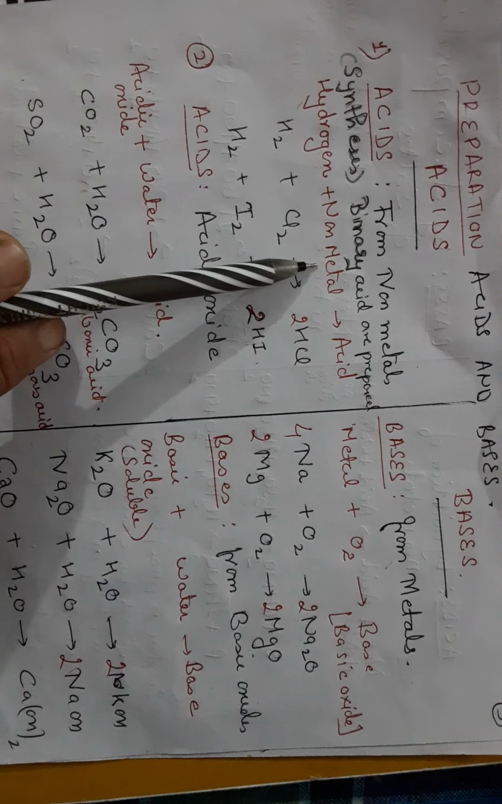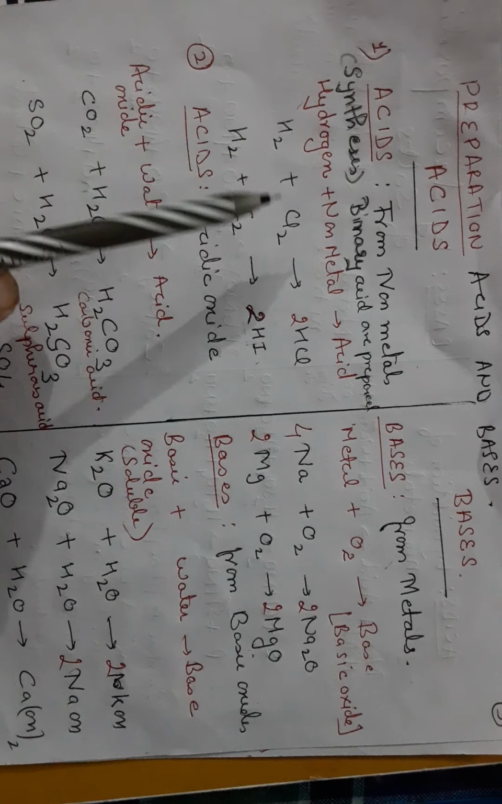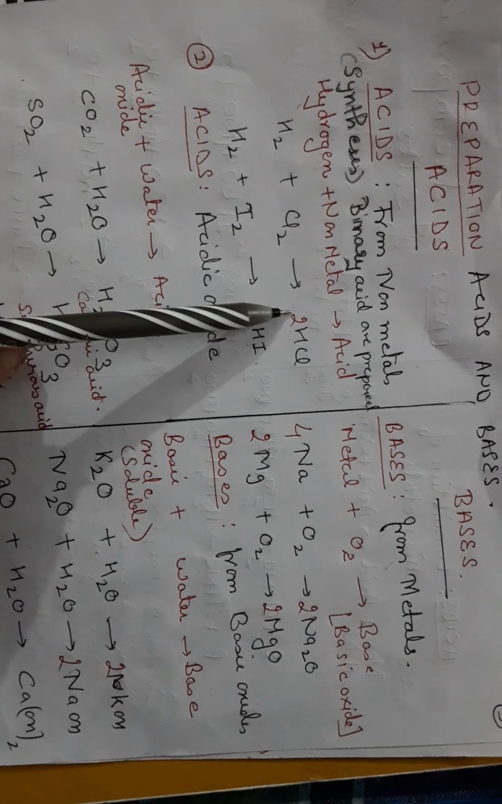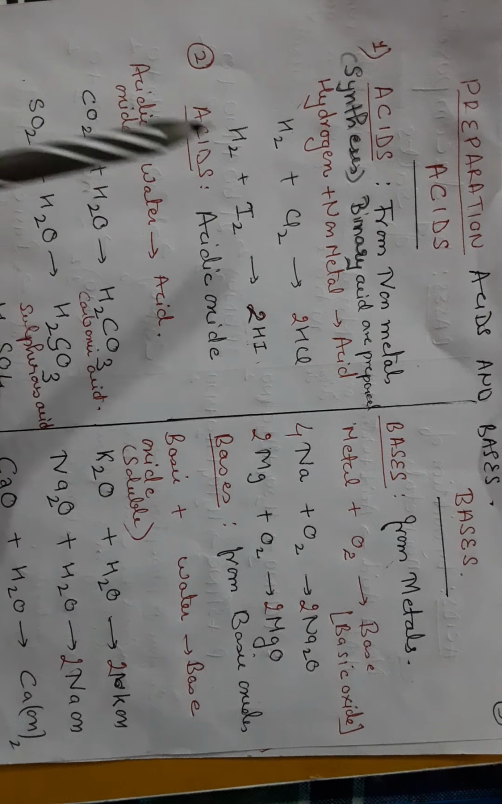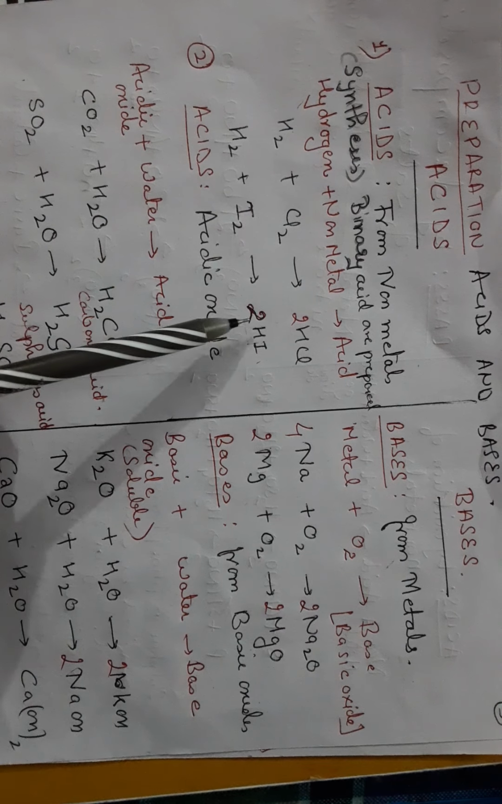Hydrogen reacts with a nonmetal to form an acid. Hydrogen plus chlorine reacts to form hydrochloric acid. Hydrogen plus iodine reacts to form hydrogen iodide.